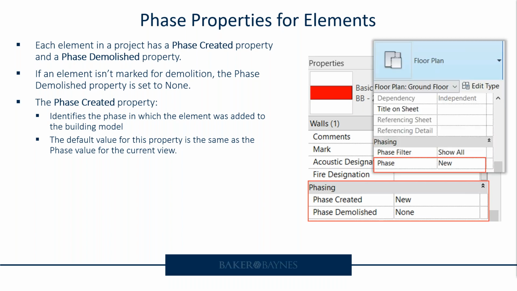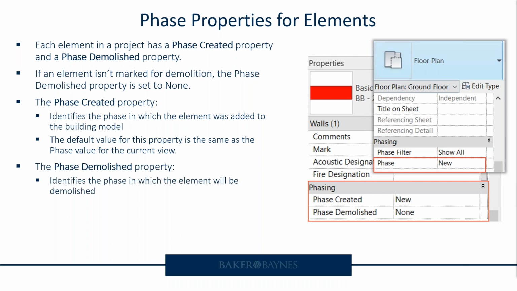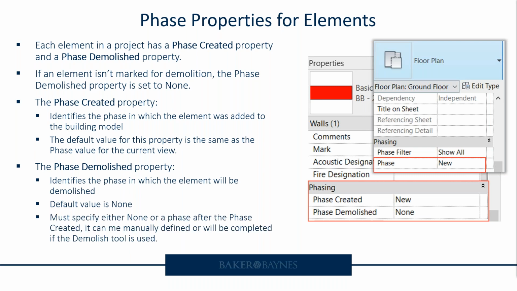And that is just to show it to you next to each other. The bottom one is the element's properties, and the top one is the view's properties. Then if we look at the phase demolished property, it identifies the phase in which the element will be demolished. The default value is none, but you can also change that status if needed. If you want to, for instance, demolish an element, you need to change the status of that to a phase that is after the phase it was created in.